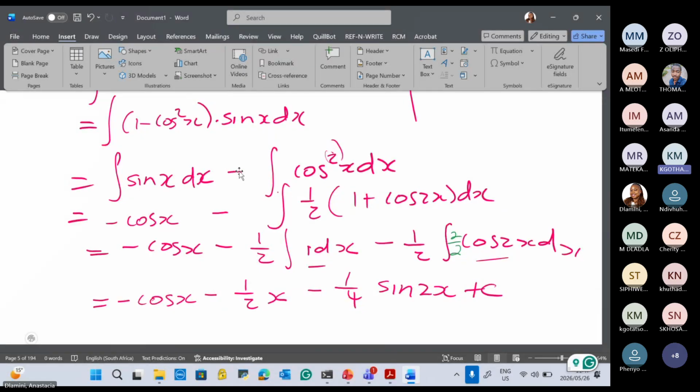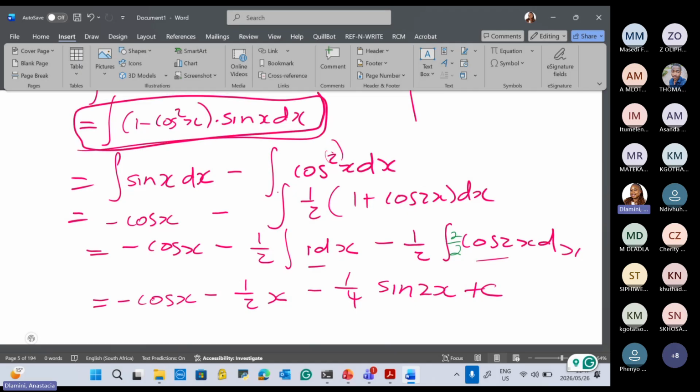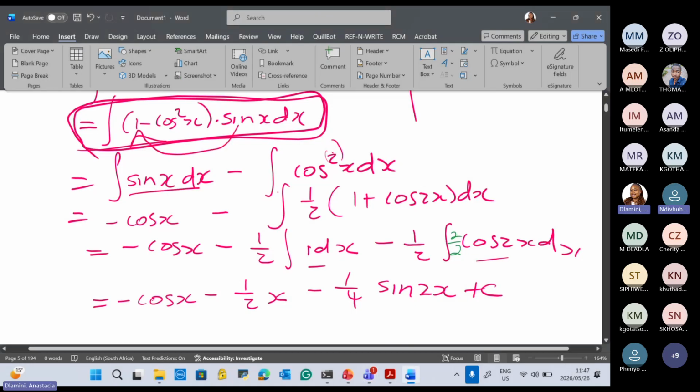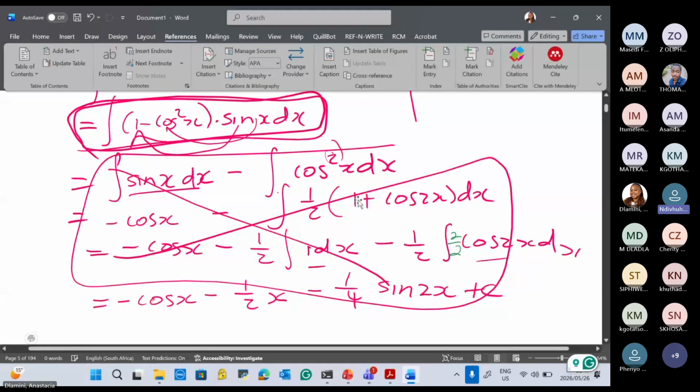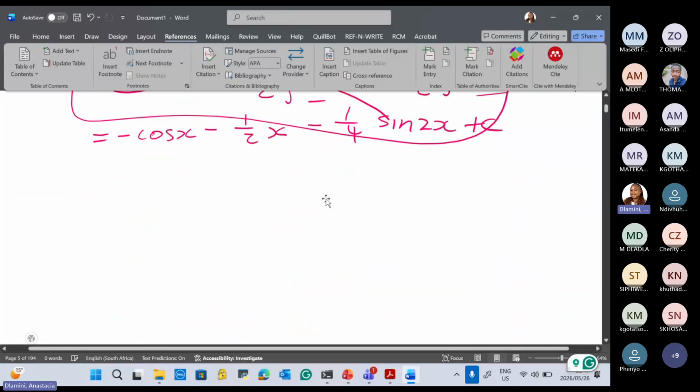Not 2 sine x. I think that negative should be positive 1/4. What's going on here? How did we multiply this times that? It's sine x, isn't it? Yeah, it needs to be times that, cos squared x sine x. Thank you. So this part is wrong. So let's rewrite it.